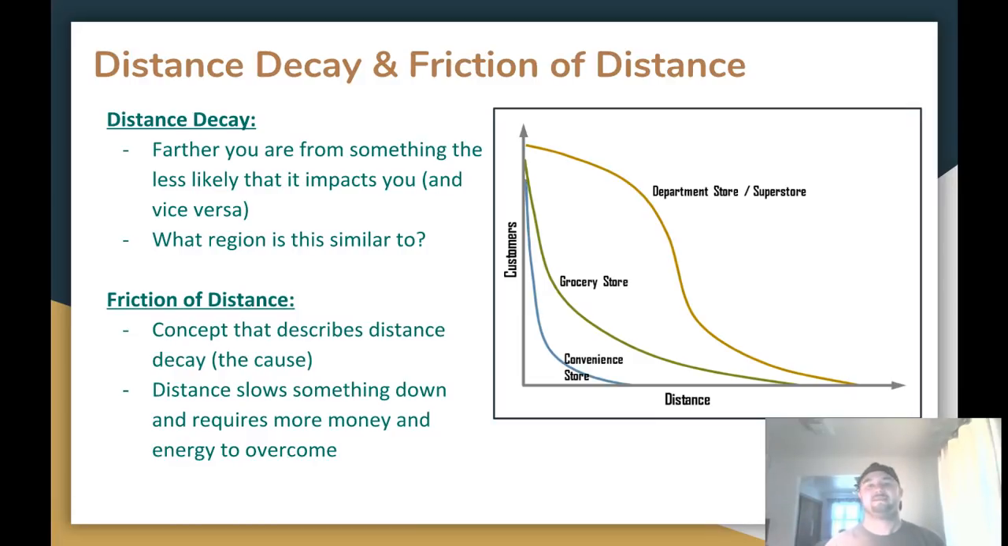Now, why does distance cause friction? A lot of times it has to do with a barrier to cross. It's going to take more time. It's going to take more money. There's going to be more obstacles to get in the way. So friction of distance is the reason why you have distance decay. Okay, just because you're further away from somebody doesn't mean you're going to have less interaction. But because it takes forever to get from point A to point B, you're going to have less interaction. If it costs a lot of money to go from point A to visit your friend in point B, you're going to have less interaction, and that's the friction of distance there.